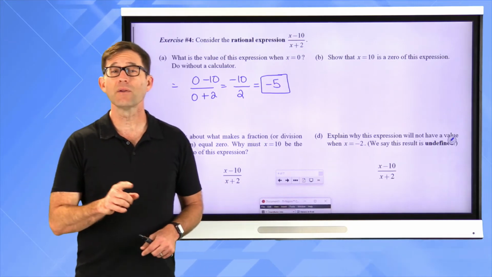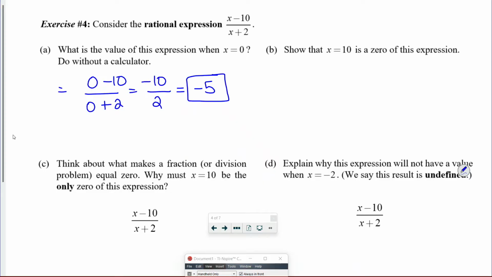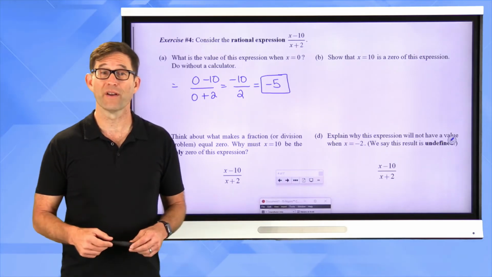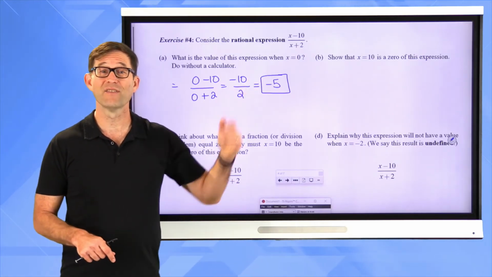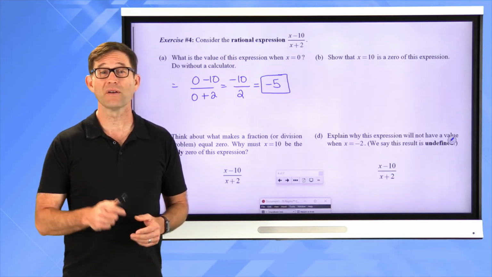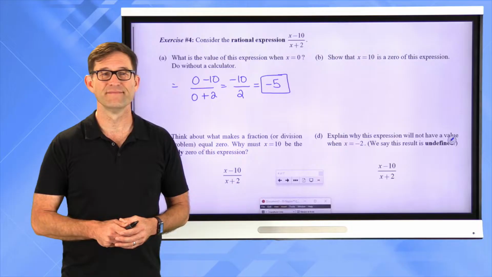Let's take a look at letter B. Show that x equals 10 is a zero of this expression. Now, in order to show that x equals 10 is a zero of the expression, what you want to do is substitute 10 into this expression and make sure the expression has a value of 0. So pause the video and go ahead and do that.